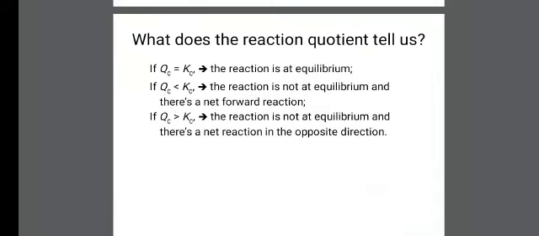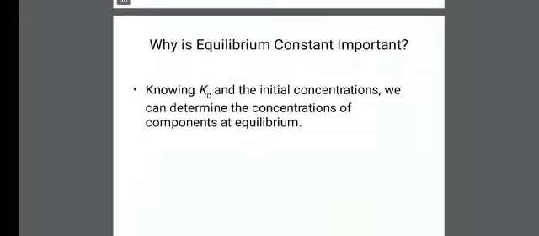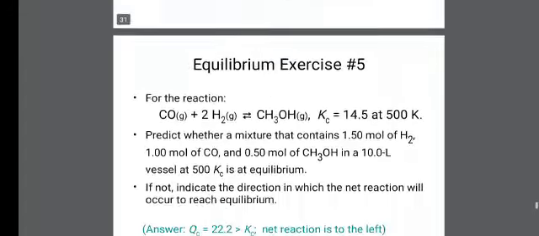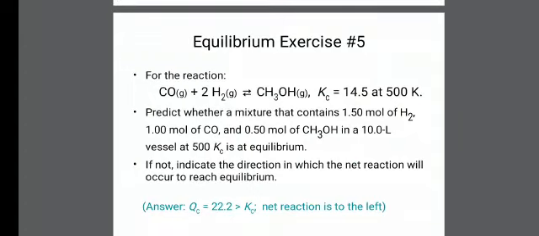What does the reaction quotient tell us? If Qc is equal to Kc, the reaction is at equilibrium. If Kc is greater than Qc, the reaction is not at equilibrium and there is a net forward reaction. If Qc is greater than Kc, the reaction is not at equilibrium and there is a net reaction in the opposite direction. Why is the equilibrium constant important? Knowing the equilibrium constant and the initial concentrations, we can determine the concentrations of components at equilibrium. This is a numerical problem based on equilibrium.